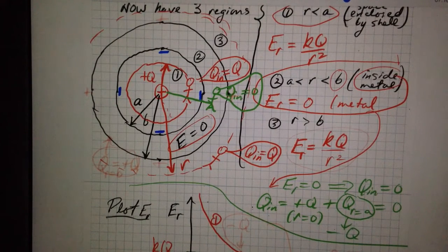But if the charge at r equals a is negative Q, there has to be an equal and opposite charge on the outside, because in this problem, it's given that my metal shell is neutral, right? So I can say that on this surface, that is, at r equals b, the outer surface, I must have a positive Q so that the shell is neutral.